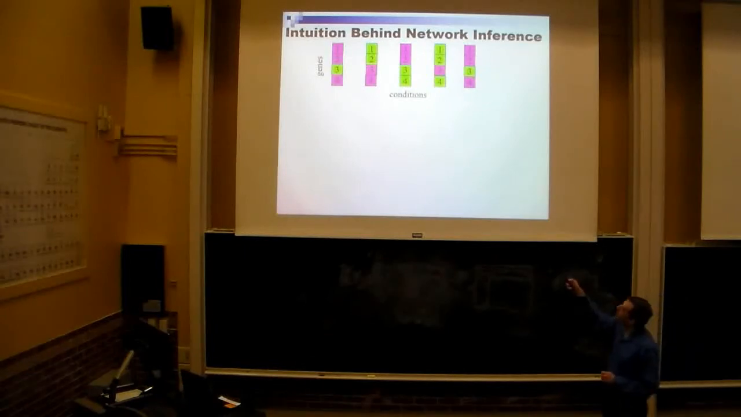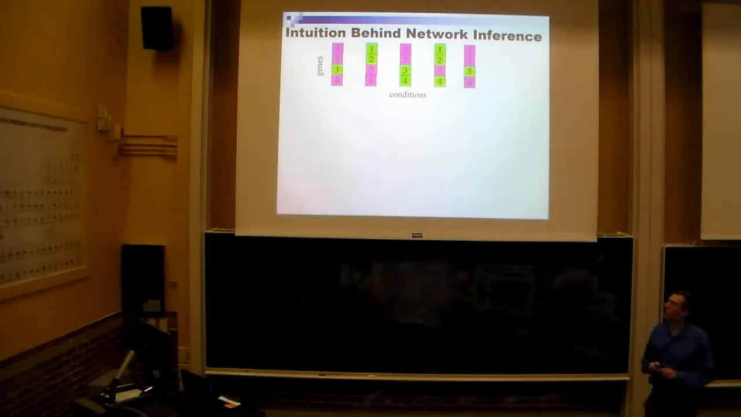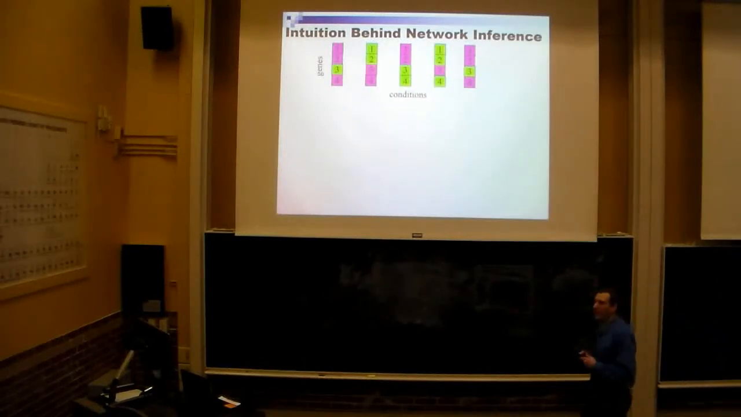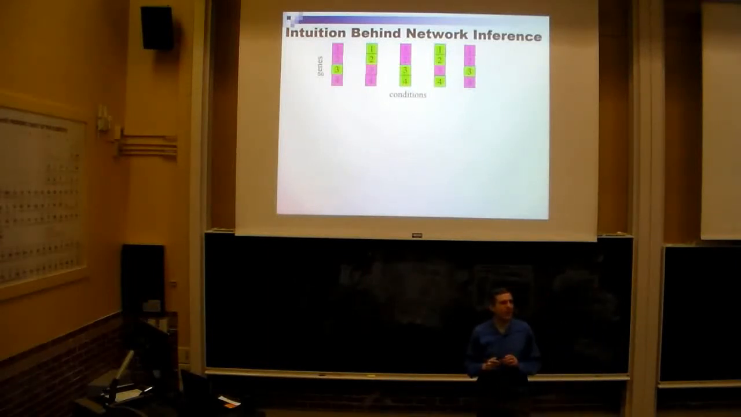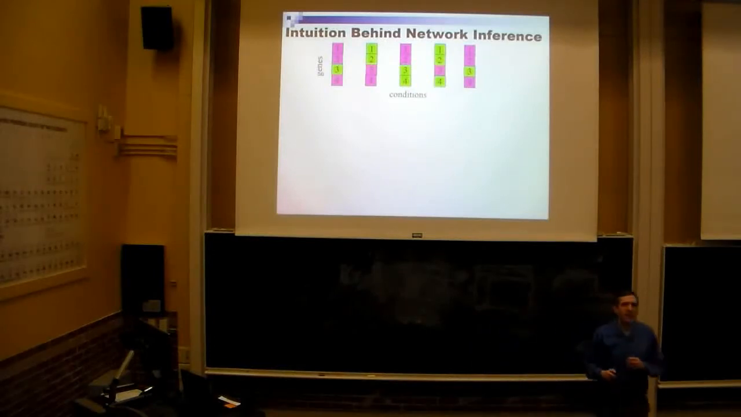And here I'm basically turning it into a binary input. We're assuming a gene is either on, which is represented by magenta here, or it's off, which is represented by green. So we would have a pattern, for example, that gene 1 is on in condition 1, off in condition 2, on in 3, off in 4, on in 5, and so forth. And that would be a simplified version of what expression data might look like for a few genes and a few conditions.